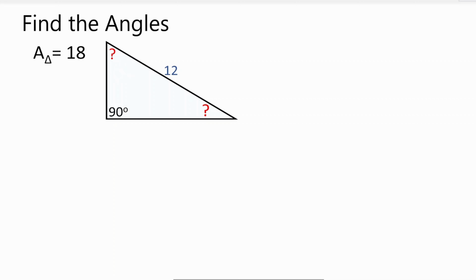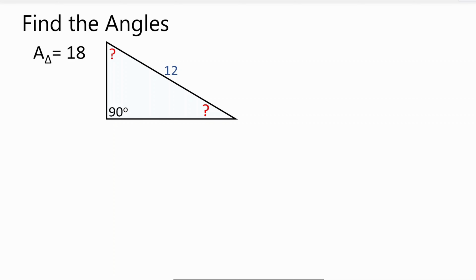So we have this triangle. You can see it's a right triangle since it has a right angle here, 90 degrees. Its hypotenuse is 12 and it has an area of 18. Okay, so we're trying to find out the missing values for the angles. So how do we do this?